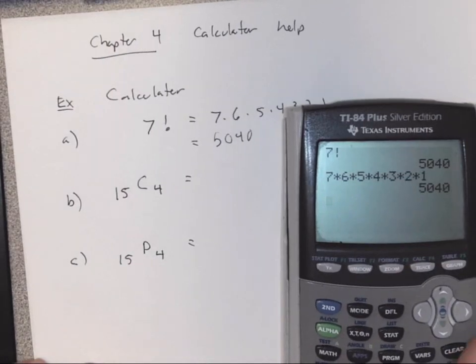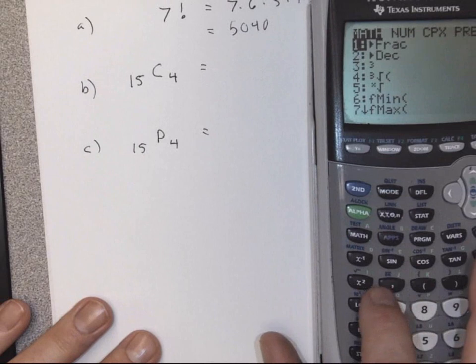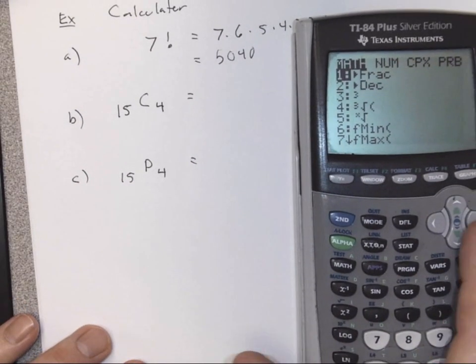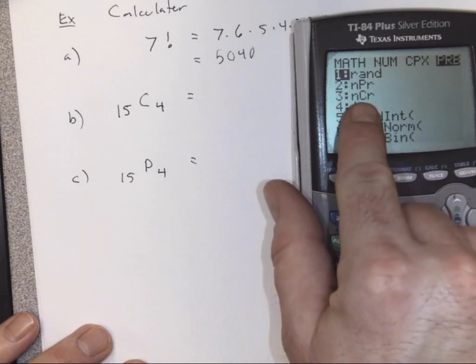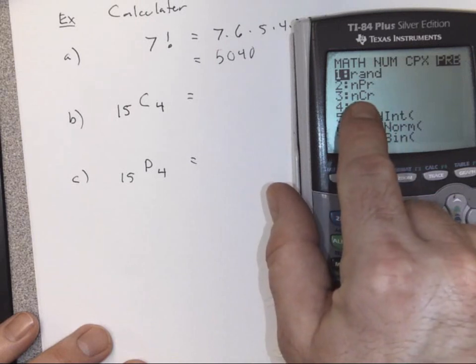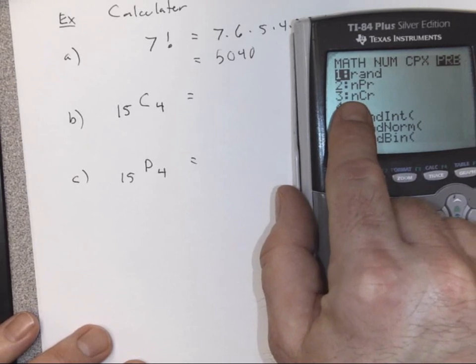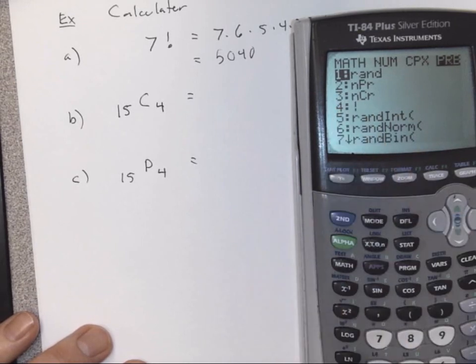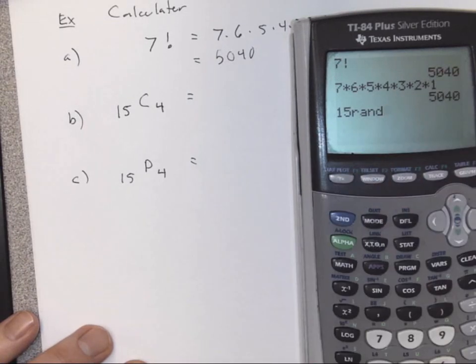So 15 choose 4, the combination. The way you do it is you start out with your 15, just like you did your 7, and you hit your math button. The math button is again right there. And we're going to tab over to probability. And what I'm looking for is the combination button, this nCr. When I put that 15 down, I've actually put in n. So then I'm going to hit this, boom. That 15 represents n, and then I'm going to press that.